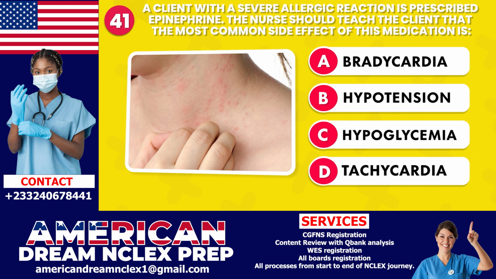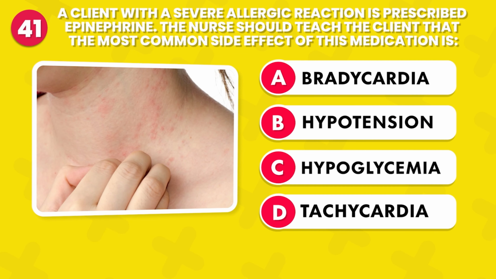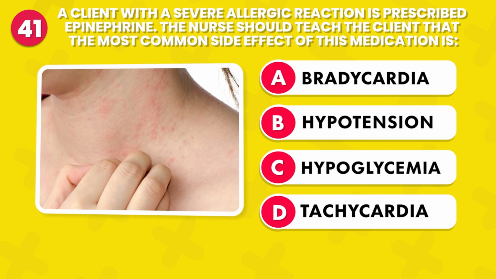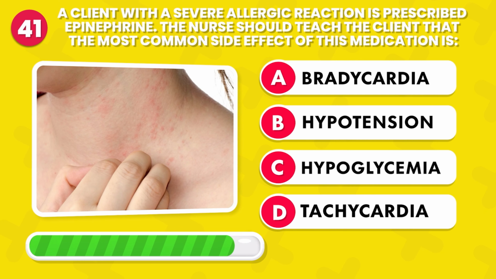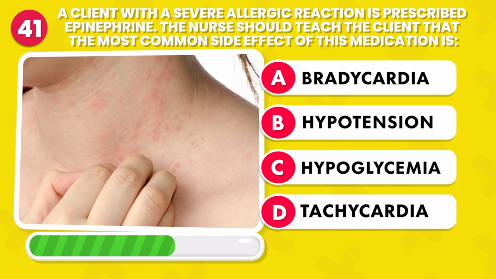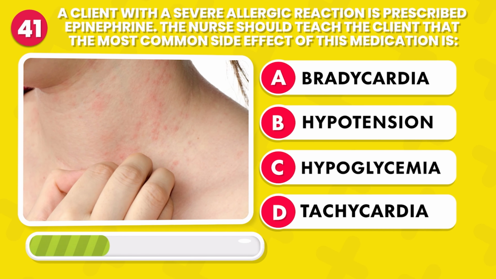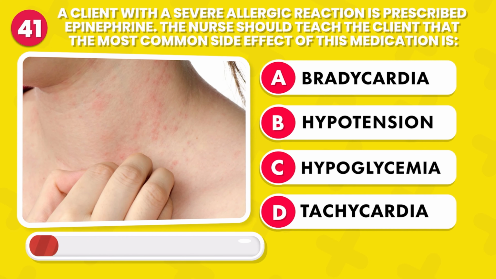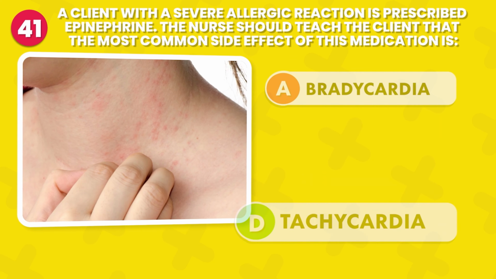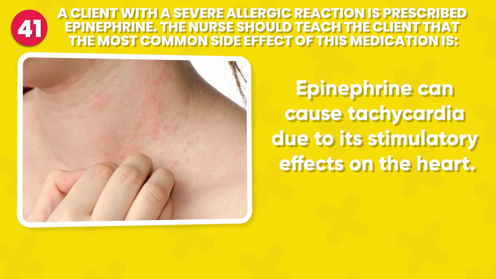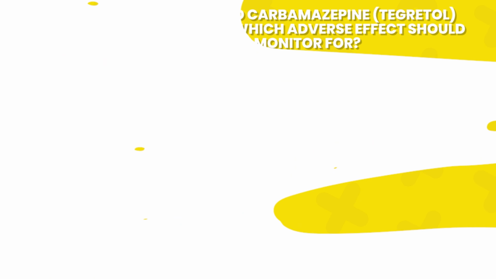A client with a severe allergic reaction is prescribed epinephrine. The nurse should teach the client that the most common side effect of this medication is A. Bradycardia, B. Hypotension, C. Hypoglycemia, D. Tachycardia. It's D. Tachycardia. Epinephrine can cause tachycardia due to its stimulatory effects on the heart.